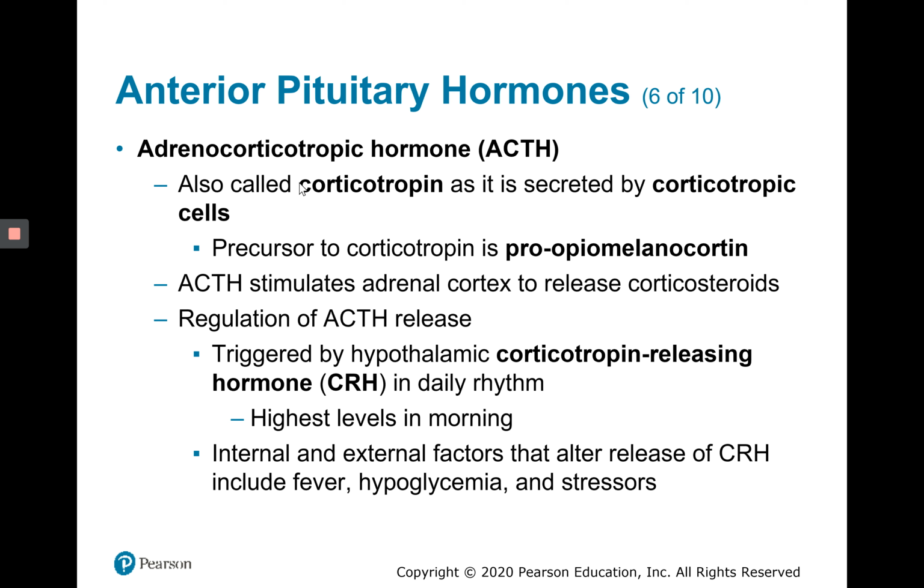It's released from the anterior pituitary, and the regulation of its release is triggered by corticotropin releasing hormone from the hypothalamus. We see the highest levels of CRH in the morning, and it's definitely released in a daily rhythm. There are plenty of internal and external factors that alter the release of corticotropin releasing hormone. So fever, hypoglycemia, and stressors can change this daily rhythm, but in general, we're going to see the hypothalamus produce corticotropin releasing hormone at most in the morning, which will then cause the release of adrenocorticotropic hormone from the anterior pituitary, and that will travel to the adrenal cortex and stimulate it to release corticosteroids.